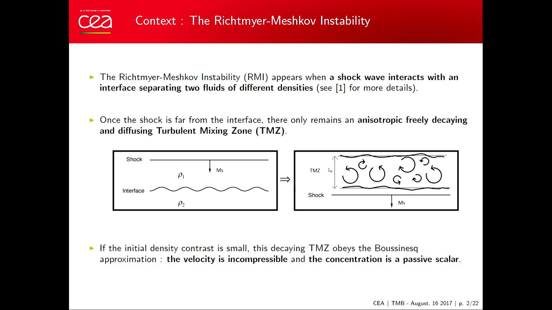Lastly, if the initial density contrast between the two fluids is small enough, this decaying TMZ obeys the Boussinesq approximation. So the velocity is incompressible and the concentration is a passive scalar.